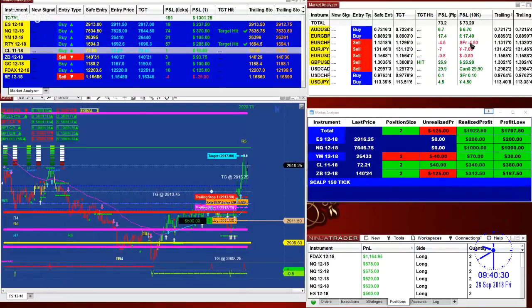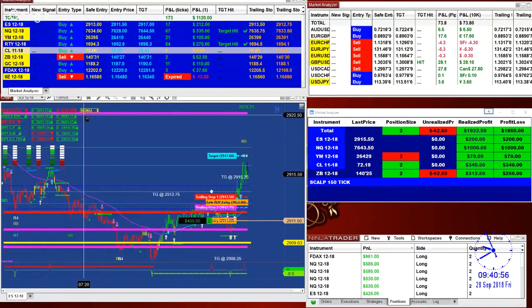Normally we start around 10 o'clock Eastern time, but today we will be a bit early to start. It's a Friday. We are splitting this into three different systems automated to trade. The first one is the market analyzer and the charts. They are in conjunction with each other.